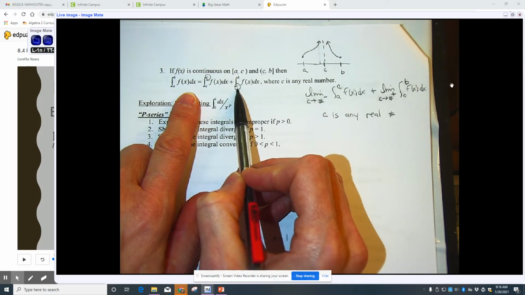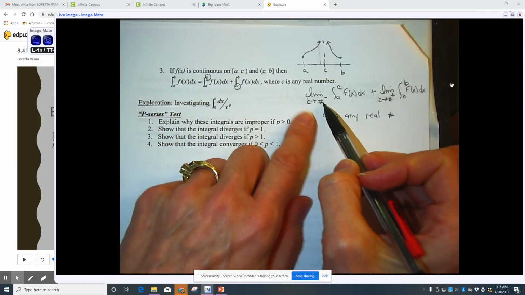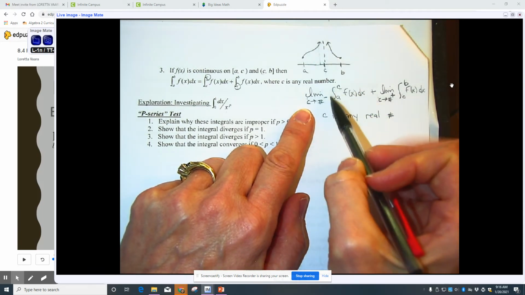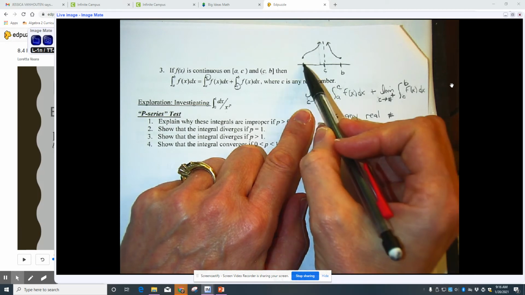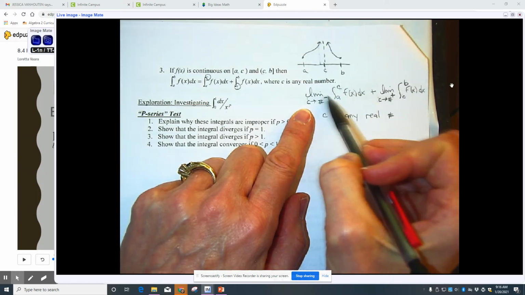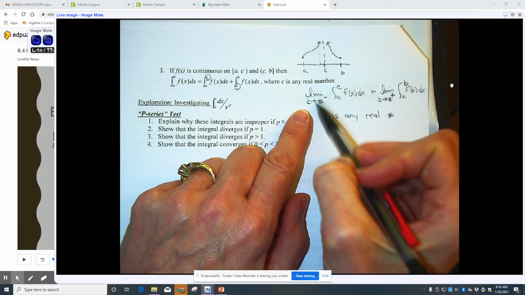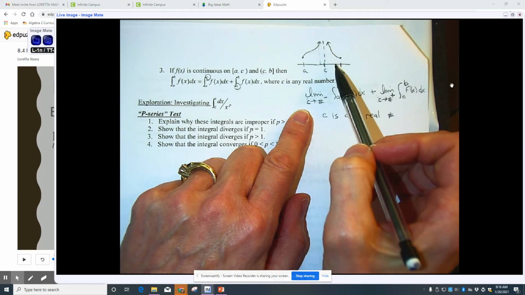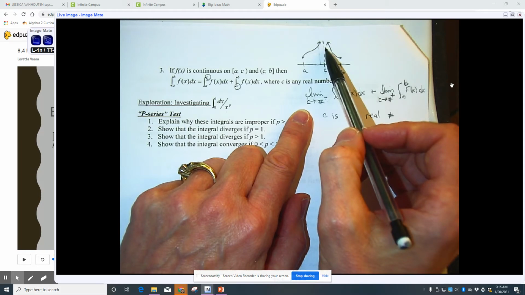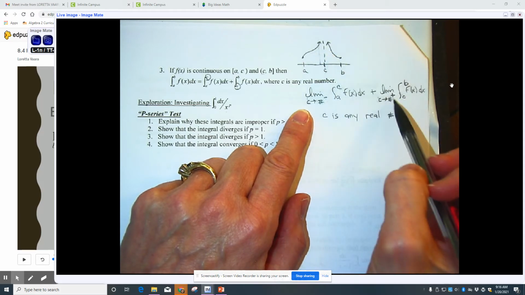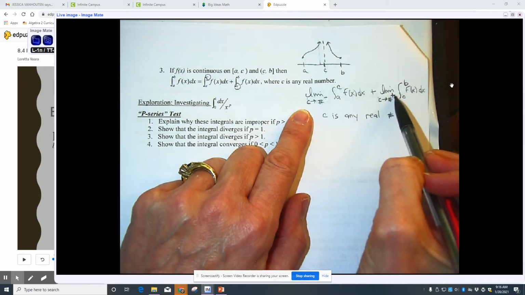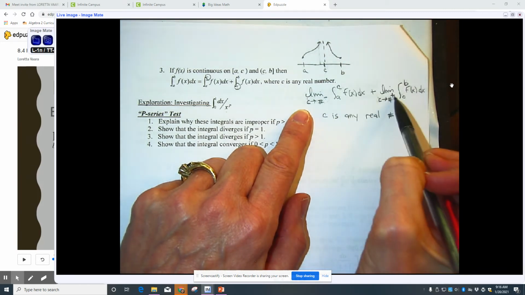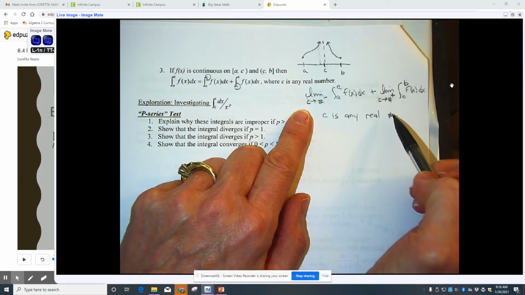And then when I put my limits in here, wherever this vertical asymptote is, I'm going to start at a and I'm going to approach it from the left. So c is going to approach this number from the left. And then on the other side, I'm going to start at c and I'm going to end at b. And on this side, I'm going to approach c from the right. So I'm approaching this from the positive side.